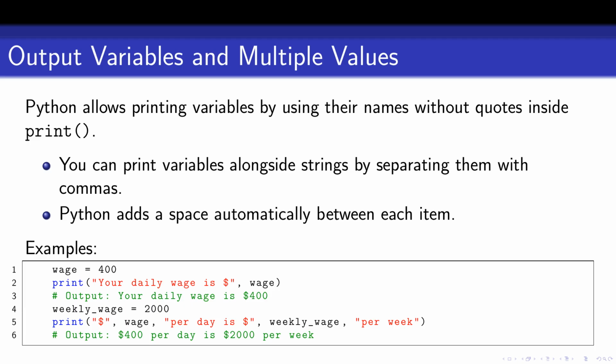You can even print multiple values in one line, such as printing both the daily and weekly wage, and Python will neatly space everything out. This flexibility allows your program to respond to changes in variable values. For instance, if wage changes, the printout will reflect the new amount. This is a key part of what makes programming dynamic and interactive.